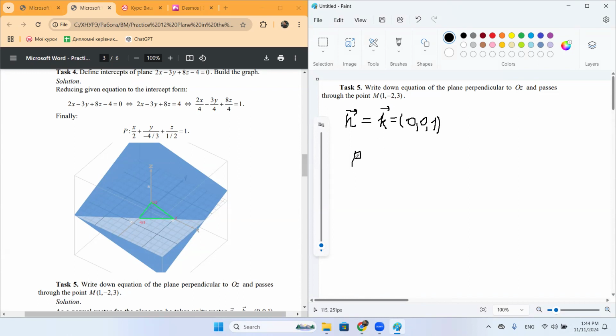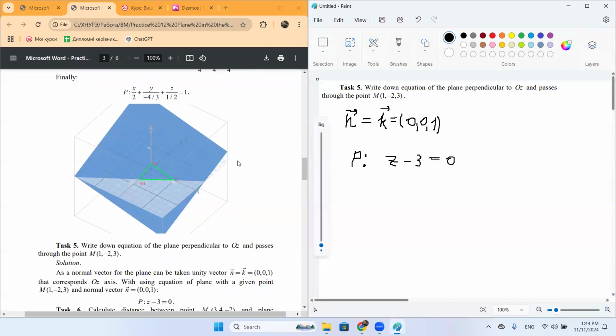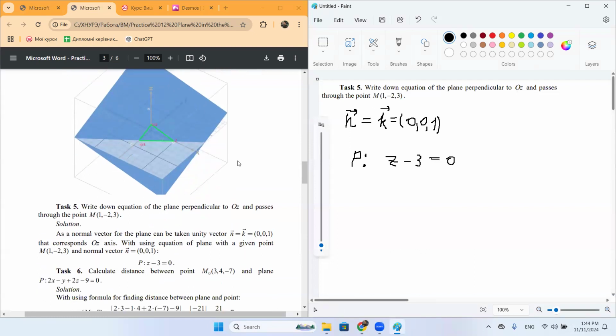And so the equation is quite simple. So z minus 3 equals 0. So that's all basically for this task. Any questions about it? No questions. Okay, so let's move next.